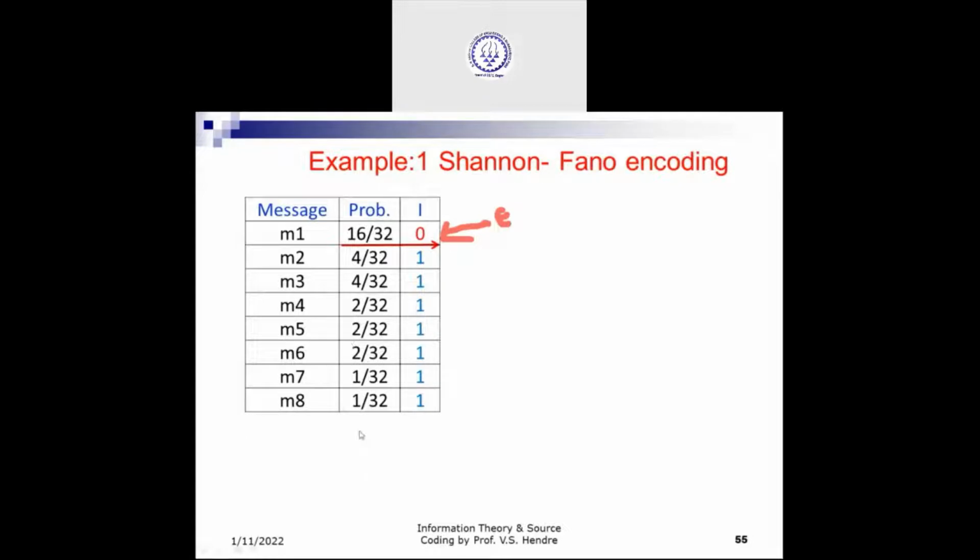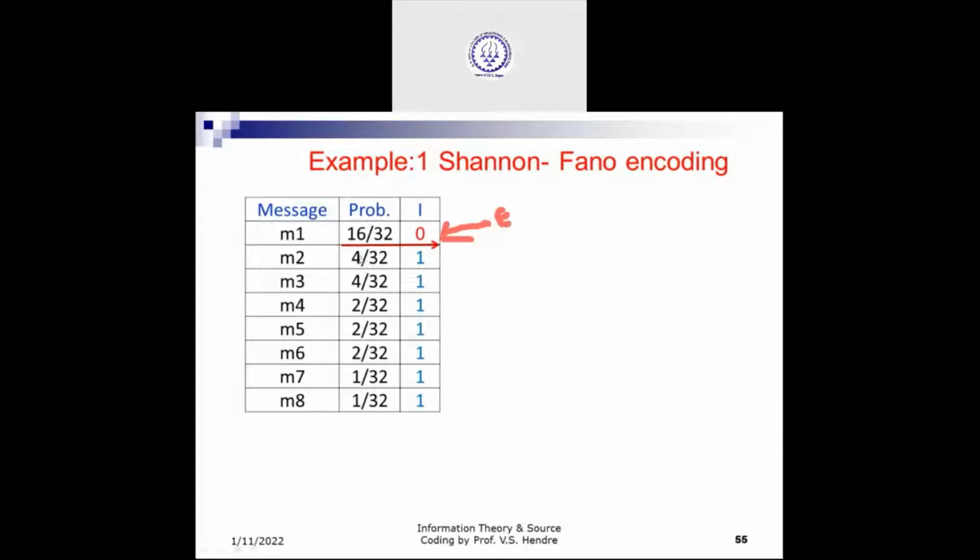Now I have to repeat this particular process for the lower part. Now look at the lower part. I will first take 4 by 32, the first element. Rest of the sum is how much? 4 plus 2, 6 plus 2, 8, 10, 11 and 12. 4 by 32 and 12 by 32. They are not approximately the same.